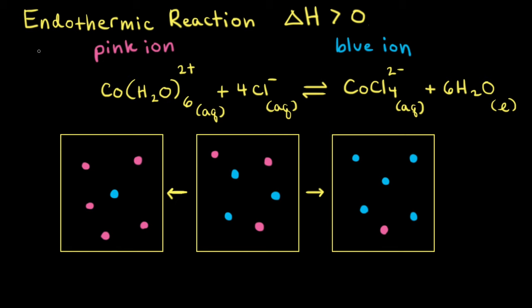Next, let's look at an endothermic reaction where delta H is greater than zero. When six water molecules complex to a cobalt 2 plus ion, the resulting complex ion is pink in color.